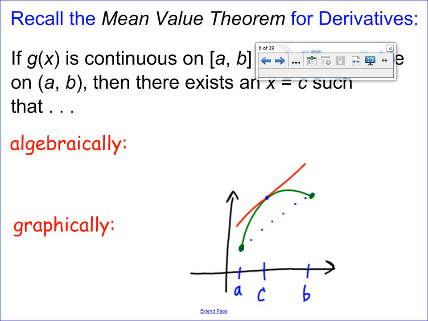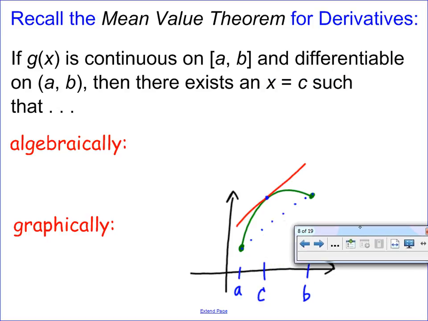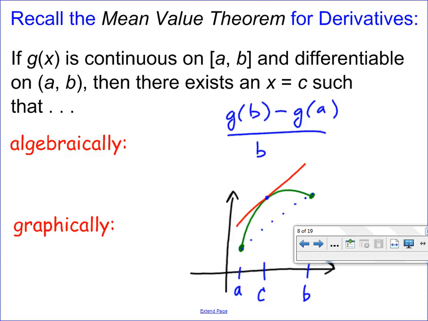All right, so what do you have for the symbolic, the algebraic conclusion of the mean value theorem? What would that look like with G's and A's and B's? So what's that look like? Tyler? G of B minus G of A over B minus A equals G prime of C.